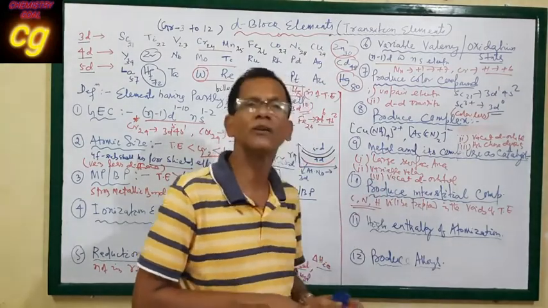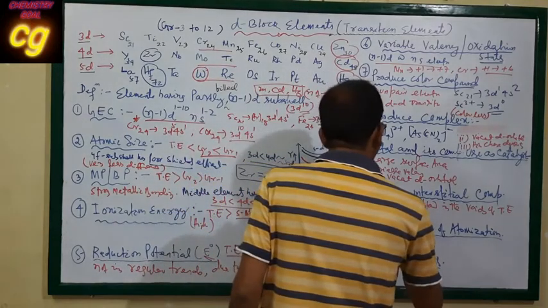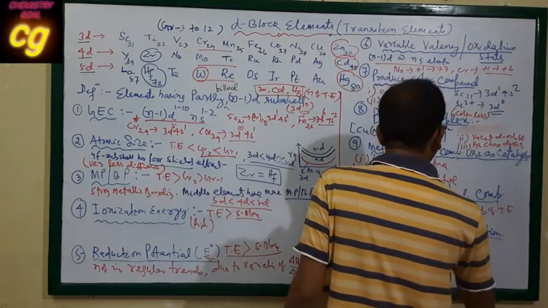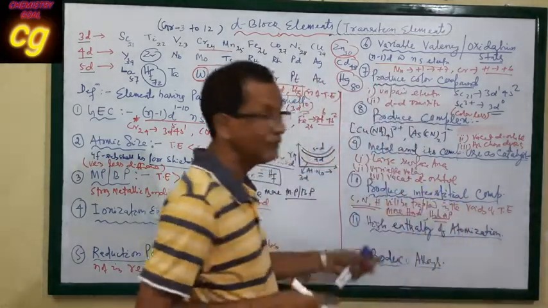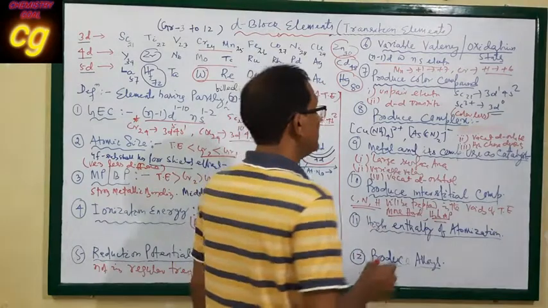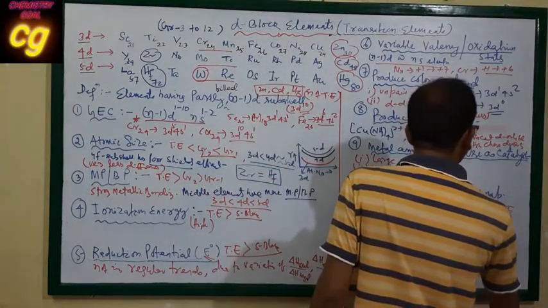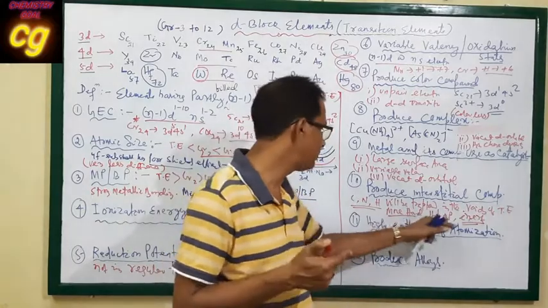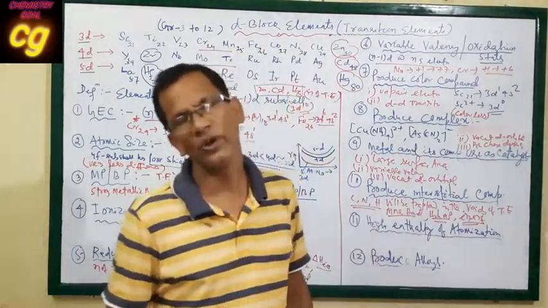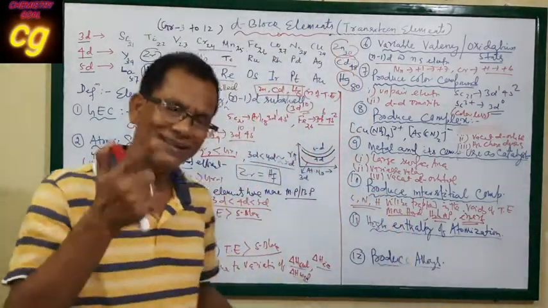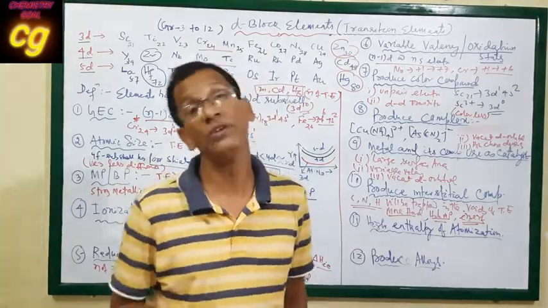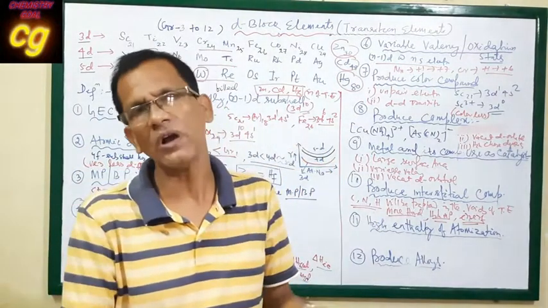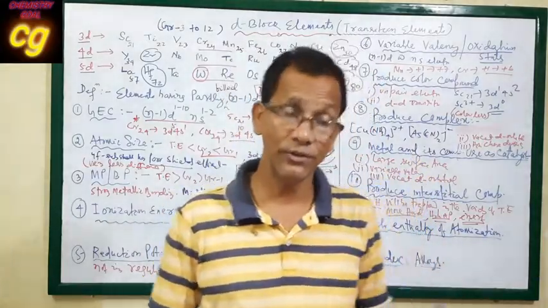When they produce interstitial compounds, they become more hard, with high melting point. So when they produce interstitial compounds, they are more stable, with inert properties, means less reactive. Interstitial compounds are less reactive, with high melting point, and more hard. These properties change when they form interstitial compounds. We know that iron becomes more hard when the carbon content is more in iron. Pure iron is softer, but if you add carbon to iron, like pig iron or cast iron, it becomes harder.